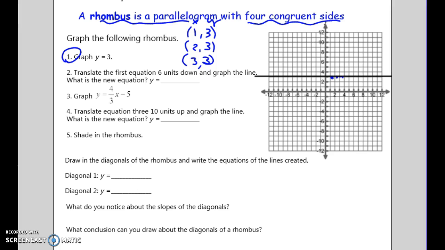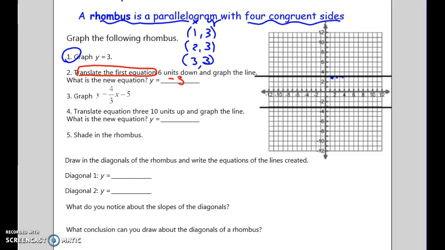And then it wants me to translate the first equation, the one we just did, 6 units down. So now we need to translate that line 6 units down. What does translate mean? Slide. So we're going to move it 6 units down. And basically I should end up with a line that's right here, correct? Everybody good with that? What's that new equation? Y equals negative. Good. Y equals negative 3.